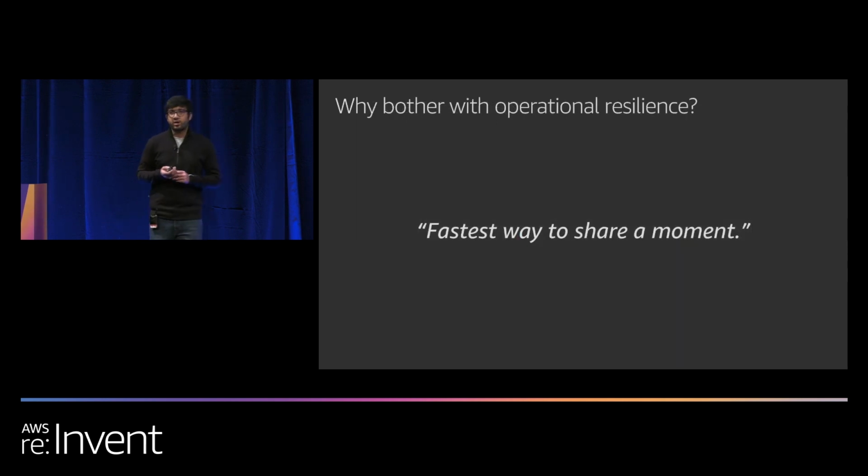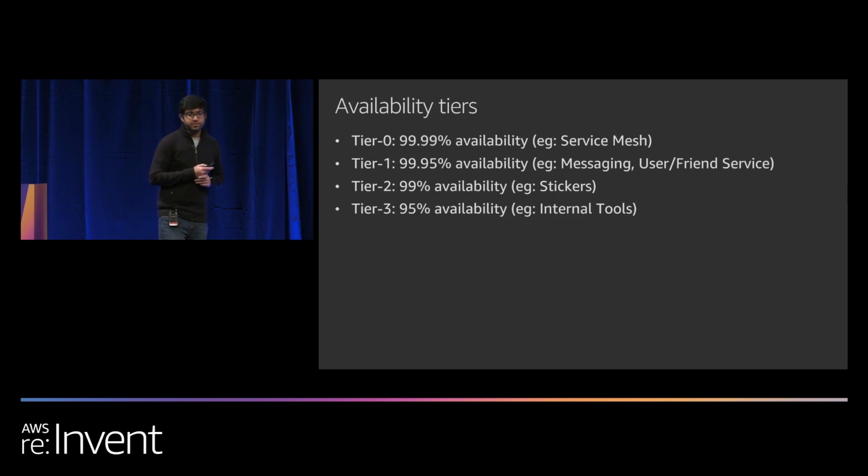So just to reiterate, why do we bother with operational resilience? Because getting it right is pretty hard. And I think for us, we framed it in terms of our mission statement. We believe we are the fastest way to share a moment with your friends. And so once you frame it that way, it becomes clear that we need to invest in operational resilience. So this framing not only helps us decide why we should invest, but also where we should invest. And that leads us to availability tiers.